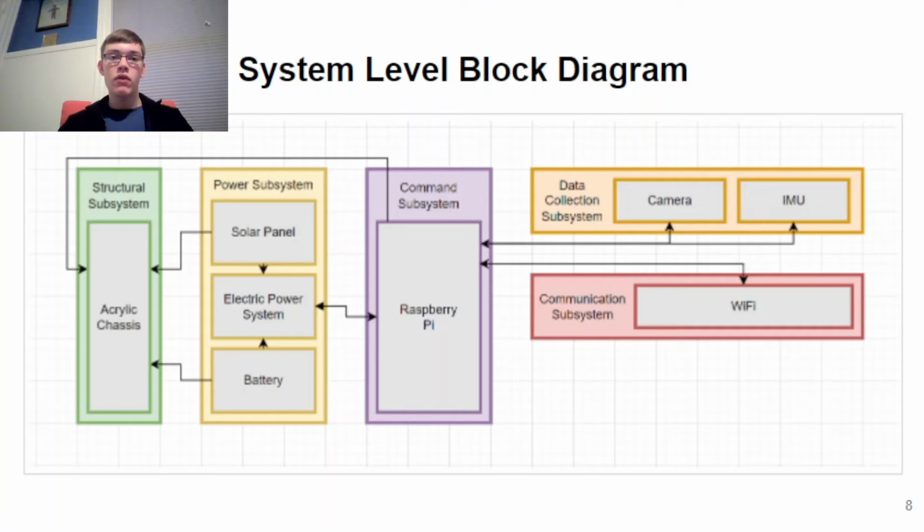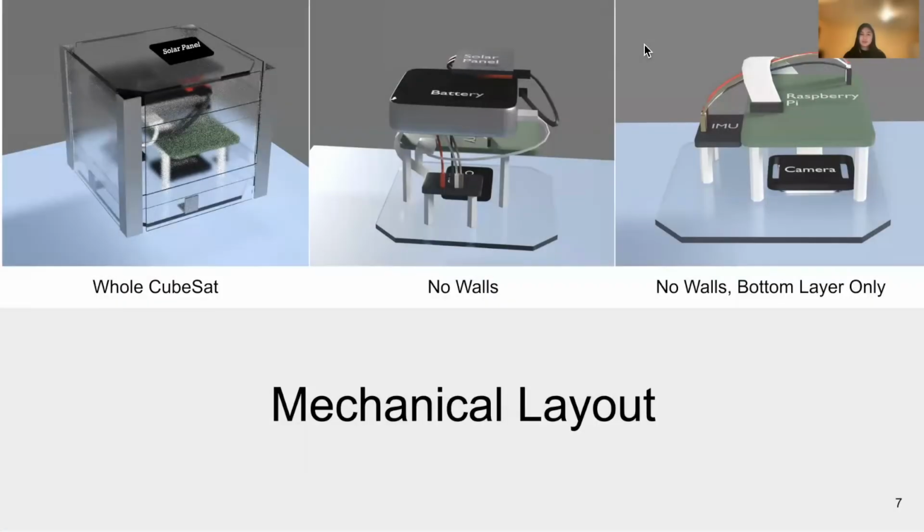I'm Henry. This is our system level block diagram. So first, we have our structural subsystem, which consists of our acrylic chassis. Our solar panel and battery are connected to this and form our power subsystem. Then, these are connected to our command subsystem and our Raspberry Pi, which controls the whole CubeSat. Within our data collection subsystem, we have our camera for image capture and our IMU for motion detection. These are fed back into our Raspberry Pi, which processes the data and sends it to the communication subsystem for transmission over Wi-Fi.